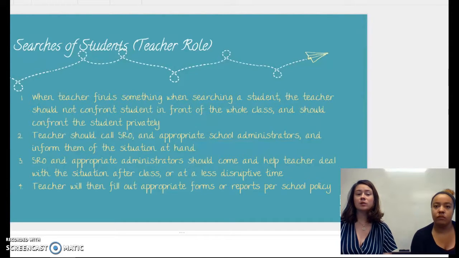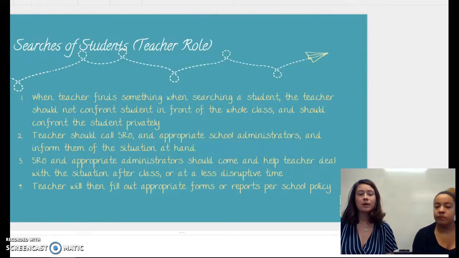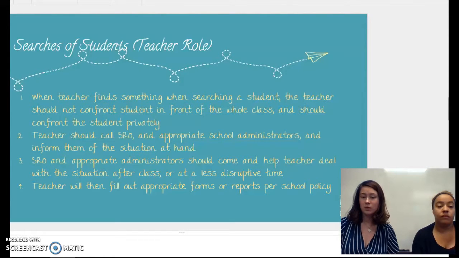And when there is a convenient time, the teacher should call the SRO and the appropriate school administrators and inform them of the situation at hand. That way the SRO and the administrators can come and take the situation out of the teacher's hands so the teacher can go back to the rest of the class. The SRO and the appropriate administrators help the teacher deal with it after class or at a less disruptive time than in the middle of a lesson.